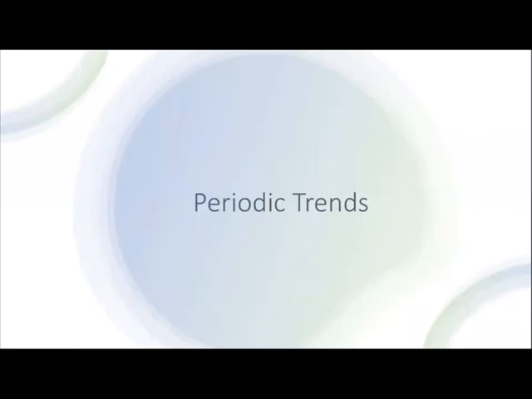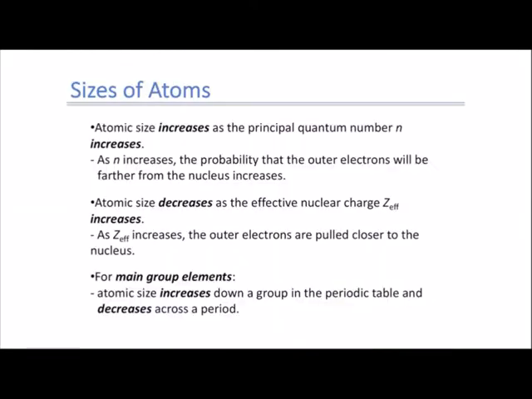In this video, we'll look at different periodic trends. The first trend we're going to look at is size of atoms. We kind of have an idea already that the atomic size is going to increase as the principal quantum number n increases. So as n increases, the probability of the outer electrons being further from the nucleus increases.